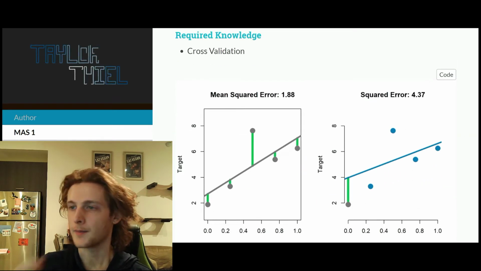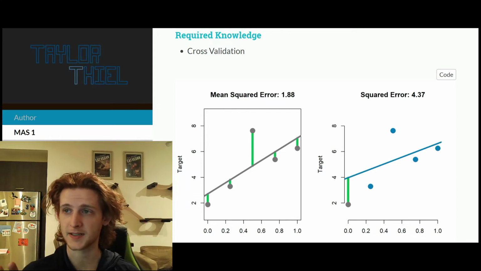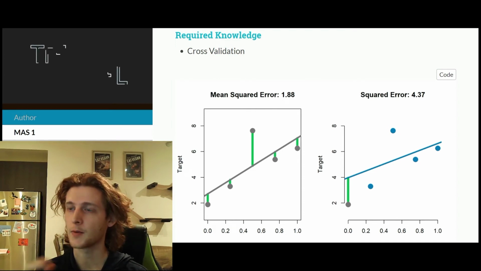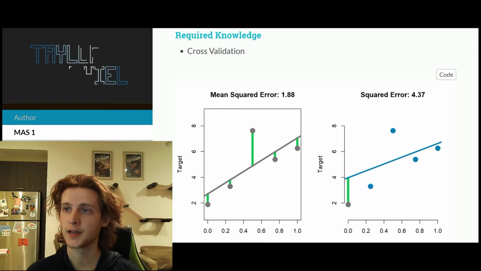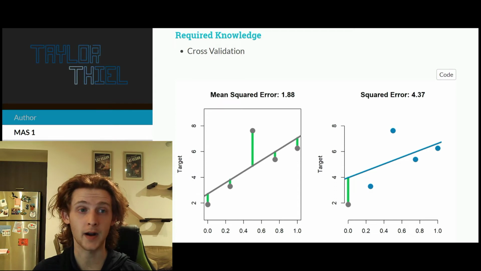So for this problem, we need to know what cross-validation is. First off, let's take this simple example. Just look at the plot on the left. What we have here is a data set of 5 points, and we fit a linear regression. And then we want to know how good our model is performing. So what's our mean squared error?